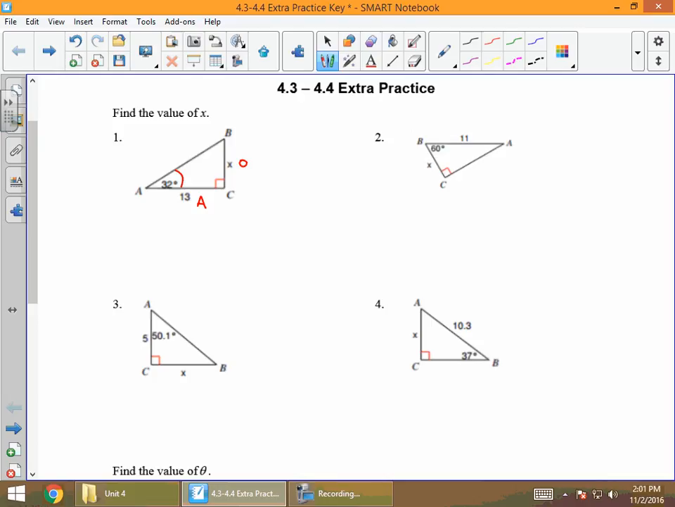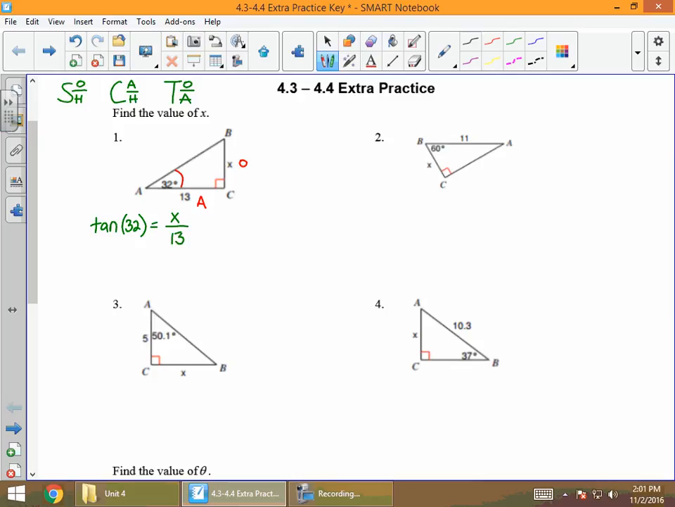And what I'm looking at is SOHCAHTOA. All right. So opposite and adjacent, so that means I'm going to do the tangent. So the tangent of the angle, so tangent of 32 is equal to the opposite side over the adjacent side. So the opposite side is X, the adjacent side is 13.